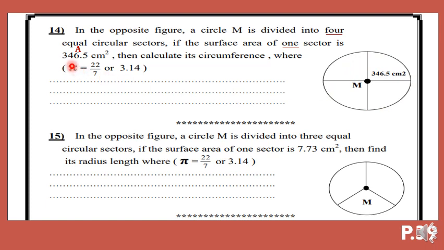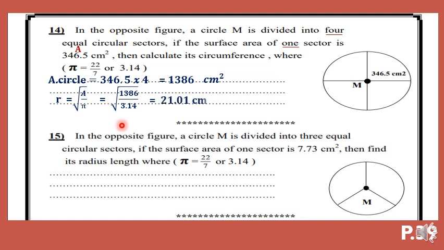Here I have the area of one sector from 4 equal sectors. So to find the area of the circle, what am I going to do? Area of circle equals 346.5 times 4 equals 1386 square centimeters. After finding the area, I can find the radius. R equals square root of area over pi, which equals square root of 1386 over 3.14 equals 21.01 centimeters.